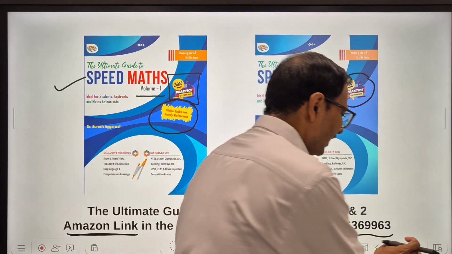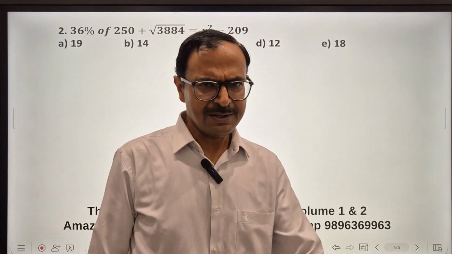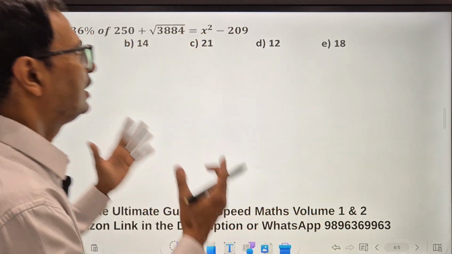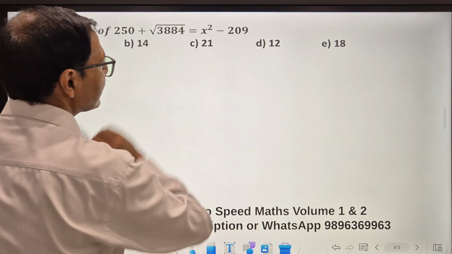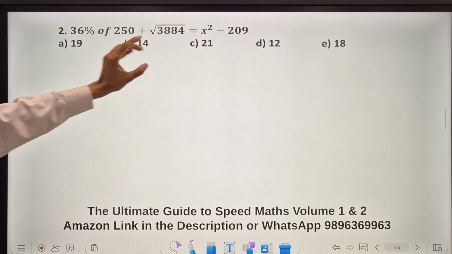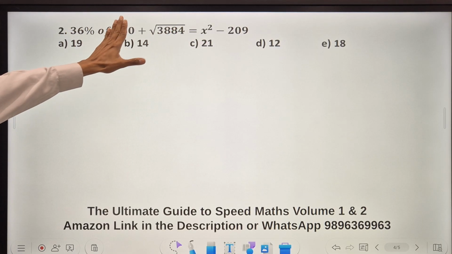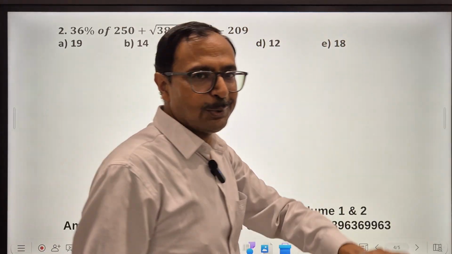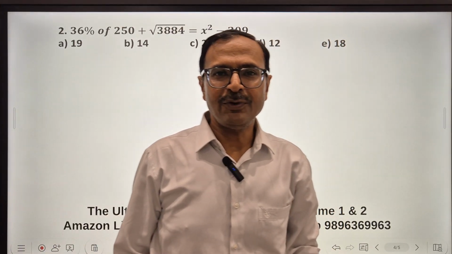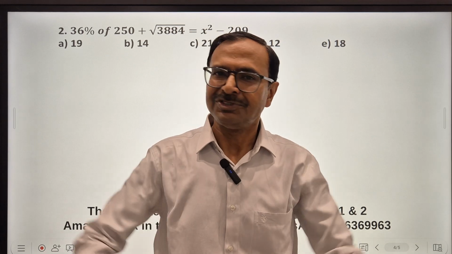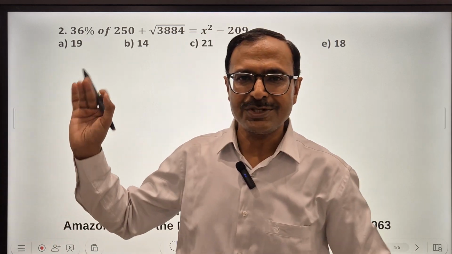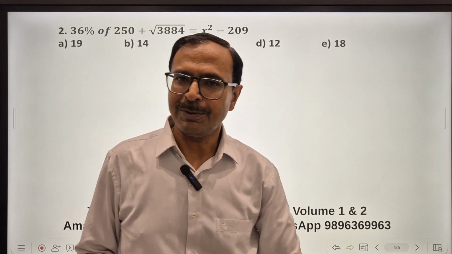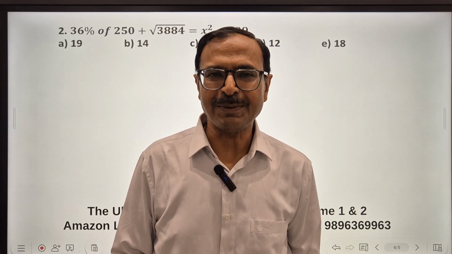So friends, can we see one more question? Let's see how these speed maths tricks are applied to solve the question. Look at this. We have an x here. So we have to find the value of x, and 36% of 250 plus square root of 3884 equals x square minus 209. Oh, big one, right? Now, if you are scared of square roots, job done. You will be solving this question, and the other person who knows square roots will be solving the 10th question maybe. So you need to be a little smart.